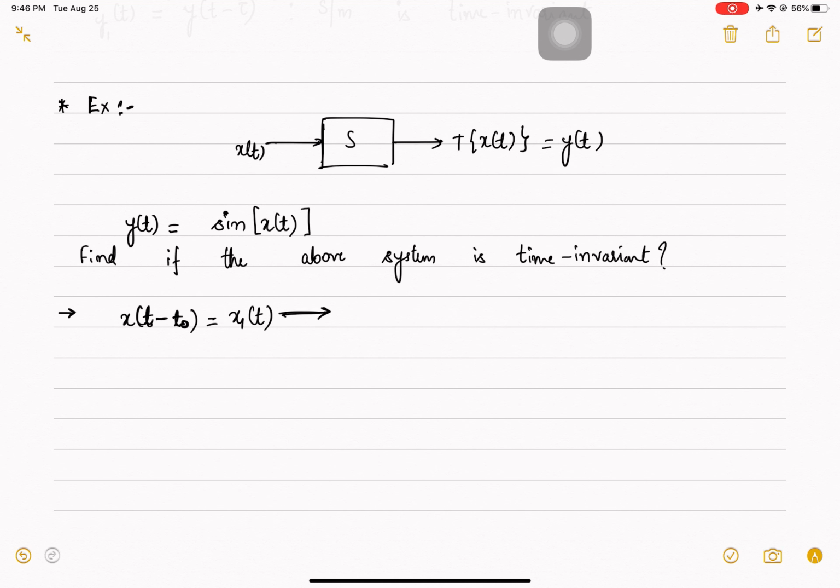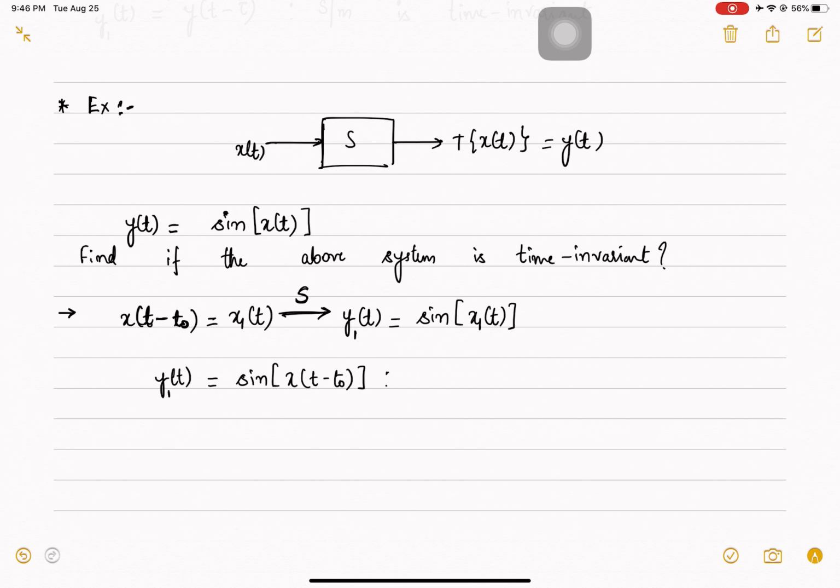Okay, now when I feed the input x1 of t to the system S, I'll call the output y1 of t, which is nothing but sine of whatever you are feeding. That's the relation between the input and output for the given system S. Now I will substitute for x1 of t. So my y1 of t is nothing but sine of x of t minus t naught.